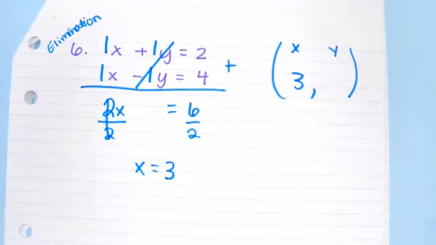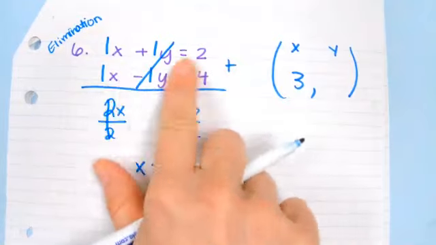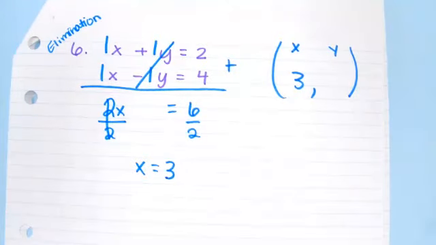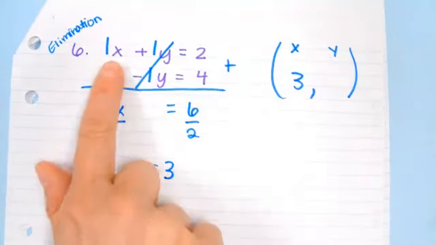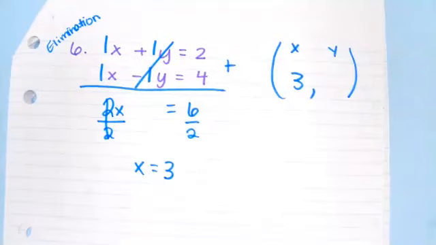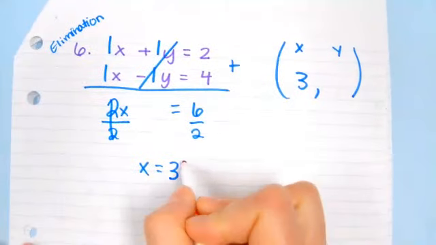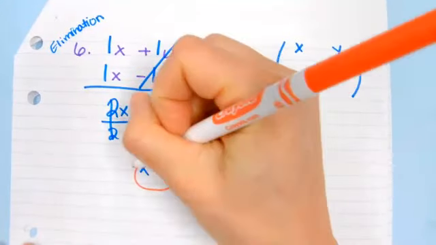Now, what are we going to do to get y? We're going to choose which equation looks easier. And to me, the top one looks easier because it's all positive. And so we're going to take that 3 and we're going to arrow it back in. Do we arrow it in for x or y? Oh, it says x. So we're going to arrow that in for x. Let's go ahead and do that.